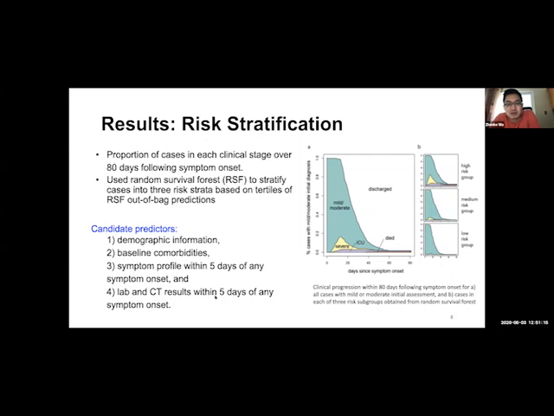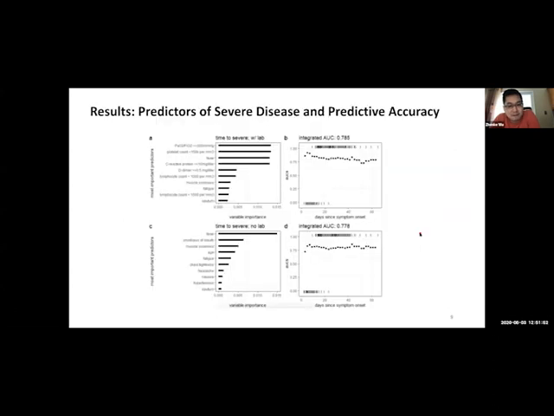Then we were able to find that if you look at these three strata, indeed, one can be designated as a high-risk group, because over time the high-risk group will have a higher chance of being in the severe stage. And if you go from the high-risk to the low-risk group, you can see that yellow area shrinking, meaning that it is less likely to be in the severe and critical stage according to the model's classification. Next slide, please.